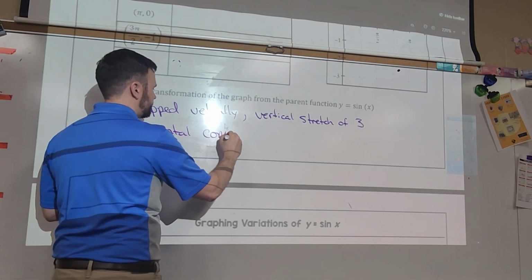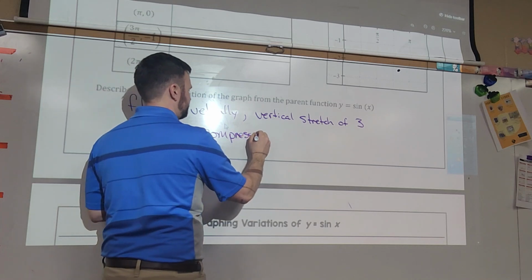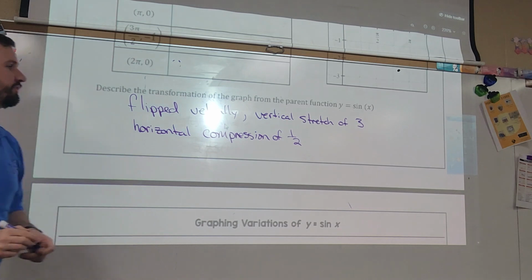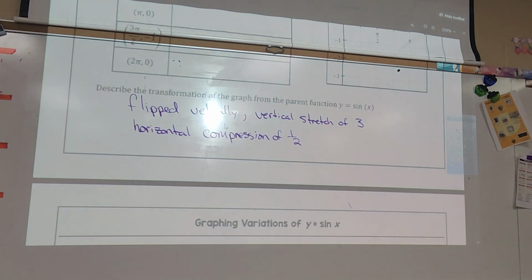This is a nice little review of stuff, right? Of 1/2. Could I say vertical dilation of 3 and horizontal dilation of 1/2? If you're a nerd, yeah.